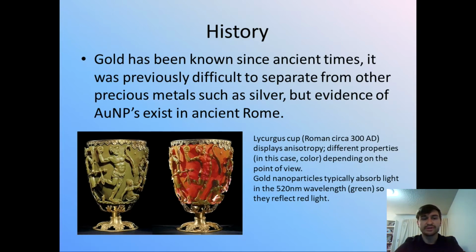So here's an example of AuNPs, that is gold nanoparticles, in ancient Rome. This is the Lycurgus cup. It is an artifact thought to be around 300 AD, and it displays one of the properties of gold nanoparticles.